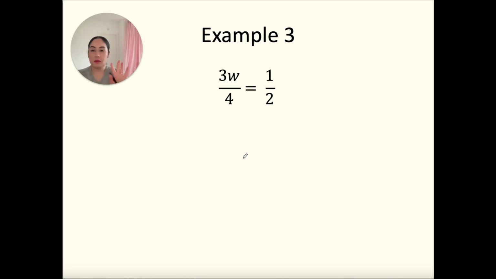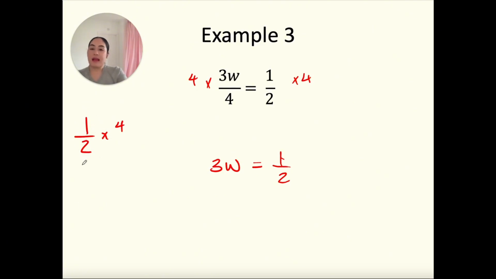We're going to follow the rules of fractions, but the algebra steps of solving algebraic equations doesn't change. So 3w is divided by 4. To do the inverse operation, we're going to multiply both sides by 4. So we have 3w on this side, then we have half. So if I deal with this on the side, half multiplied by 4.